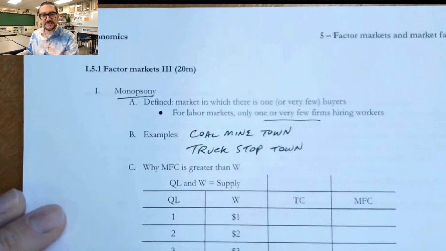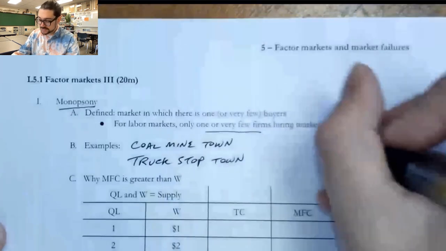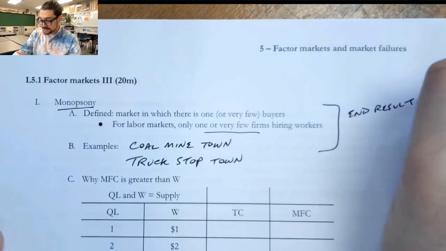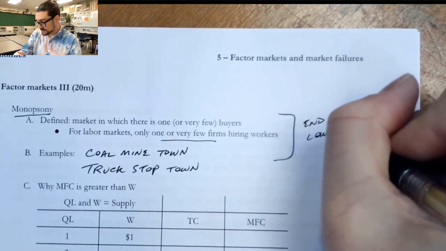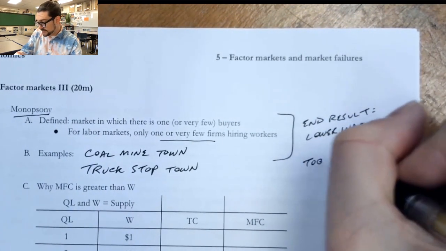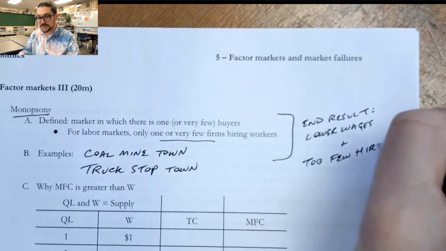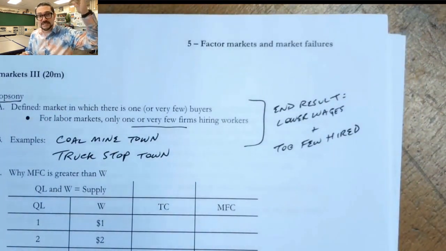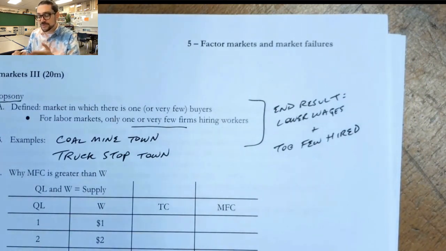But what it really does is it causes the workers, right? So the end result, we're going to put that right here at the top. End result is lower wages and too few hired. So we would say that this is kind of the opposite of what a monopoly does. A monopoly charges too high of a price and underproduces. And what a monopsony does is they pay too little of a wage, or they pay too low of a price, and they don't buy enough. And so it's kind of a similar problem to what a monopoly has.